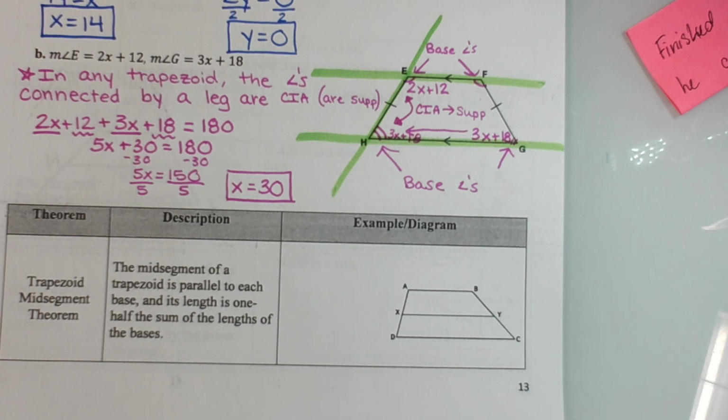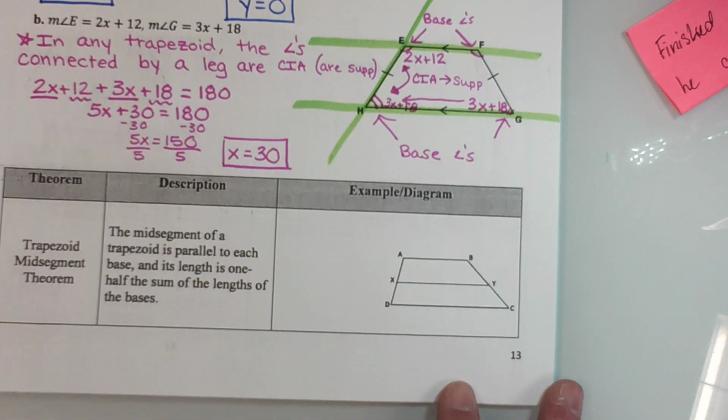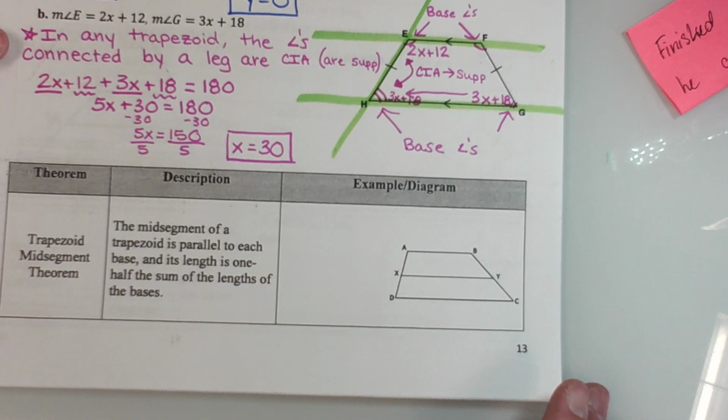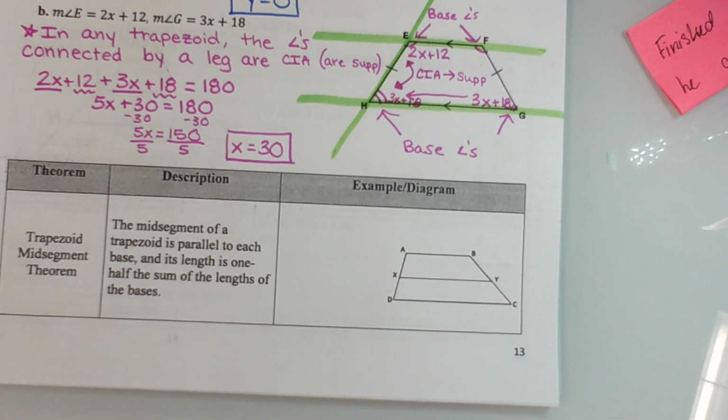So sometimes we have to use other features, such as parallels, to work with trapezoids. But it's a very specific situation that you use that, and it's really just this one. If you have two angles connected by a leg, they are supplementary.